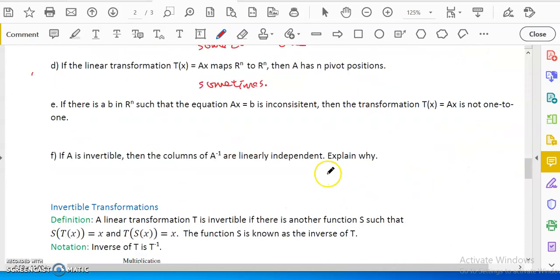So G is based on this, so this would be false. Oh, well, actually, this is true, right? Because it's F and G, the negation of F and G.